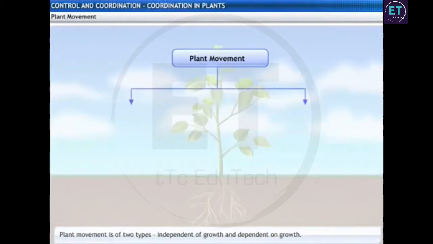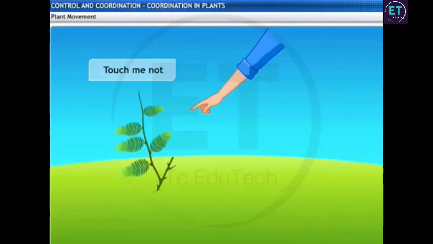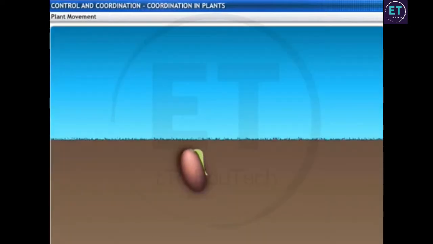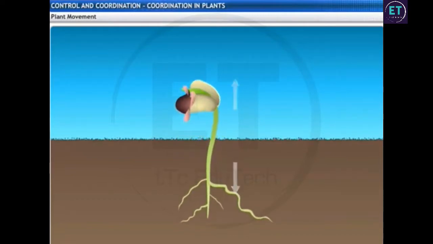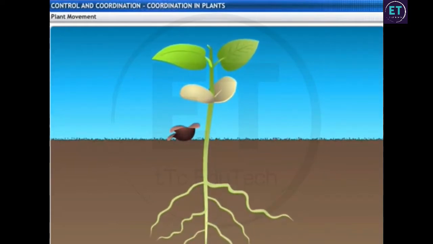Plants show two different types of movement, one independent of growth and the other dependent on growth. For example, the touch-me-not plant of the Mimosa family folds up and droops when touched. The leaves of the sensitive plant move quickly in response to touch, but this movement is not associated with any growth. However, when a seed germinates, the root grows downwards while the stem grows upwards into the air. This movement of a plant is an example of growth.